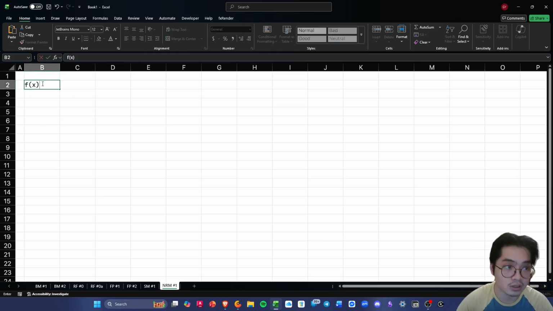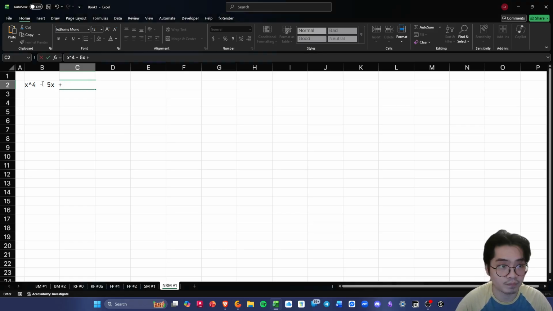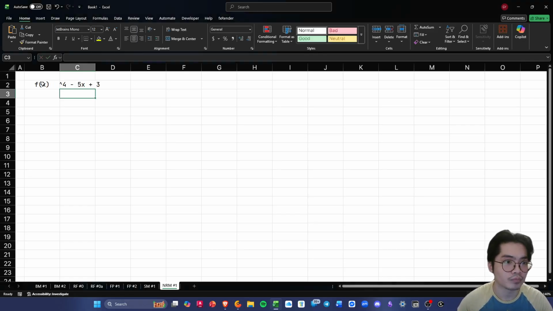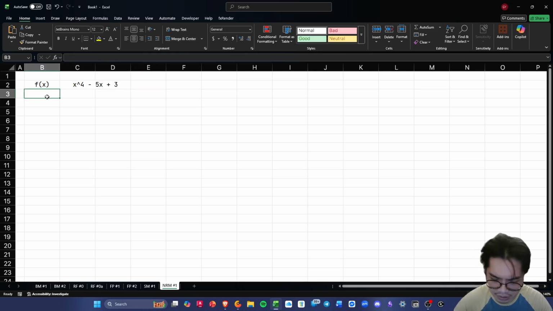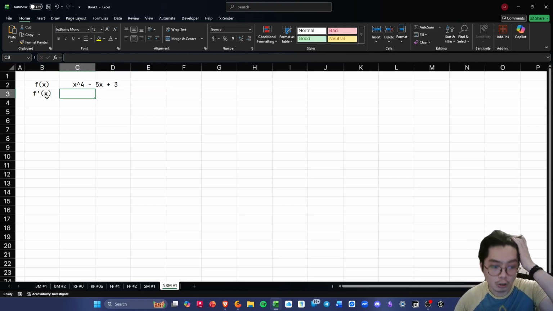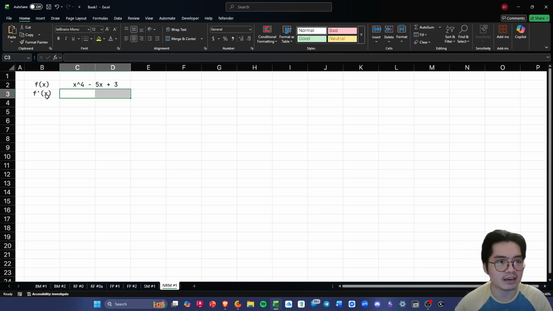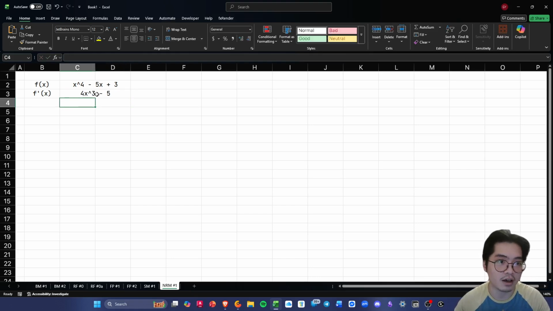f of x is going to be x raised to 4 minus 5x plus 3. And the thing about this is that it does not need any kind of test or logic to it. You just apply it again and again and again. The derivative is going to be 4x cubed minus 5.